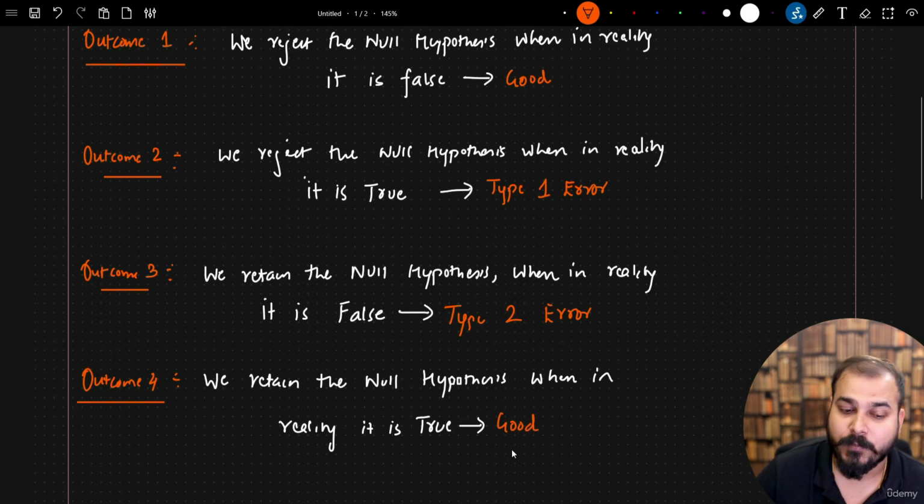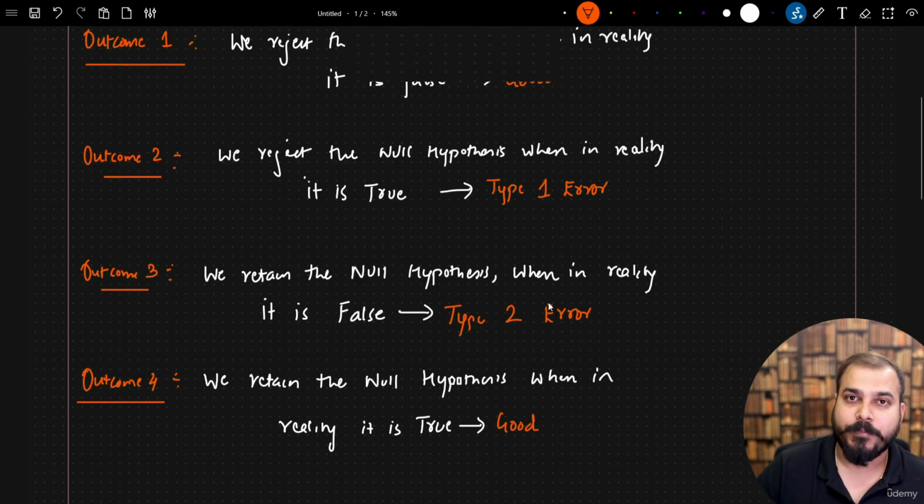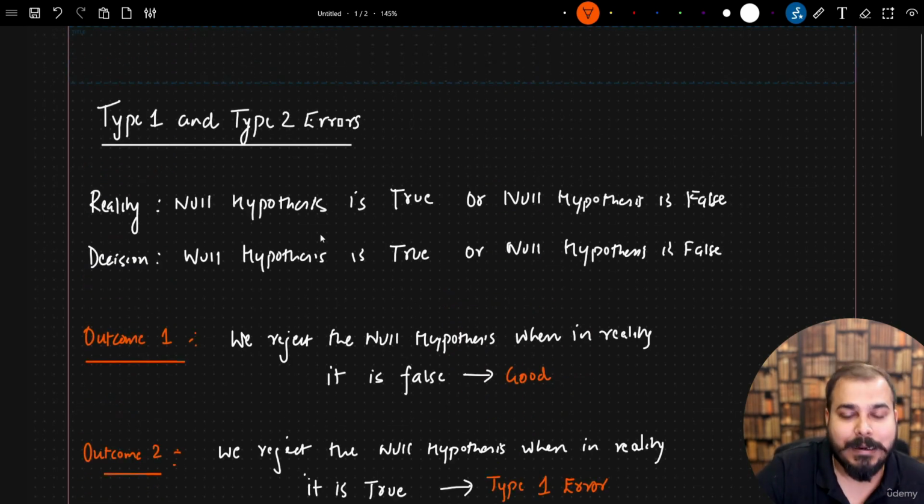Okay, correct scenario. So in both of these scenarios, outcomes 2 and 3, we basically get errors, and these errors are called type 1 and type 2 errors. So this was about type 1 and type 2 errors. I hope you were able to understand.